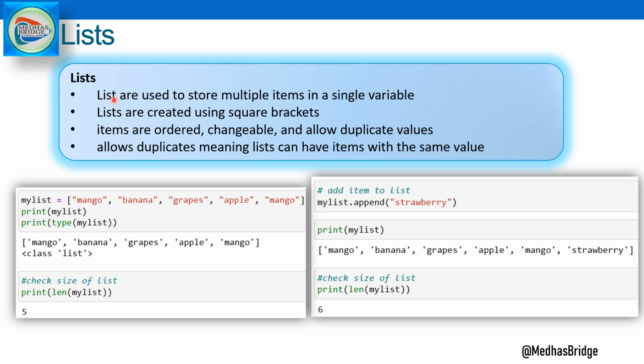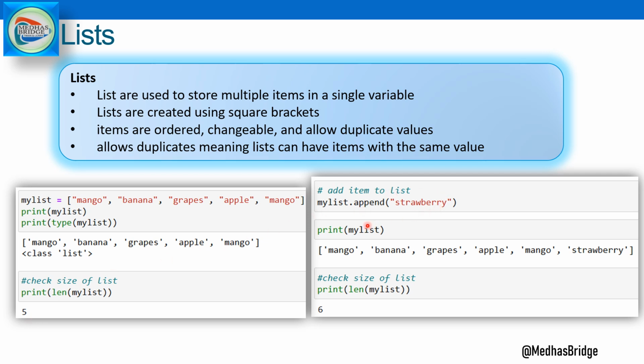Lists. Lists are used to store multiple items in a single variable. Here, mylist stored multiple items. Print mylist, print type of mylist. Here, the list got created using square brackets. See all the elements from mylist and its type. Check the size of the list. Using len, we will know the size of mylist, which is 5.